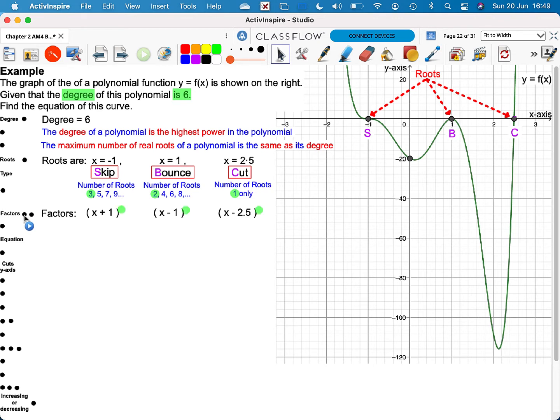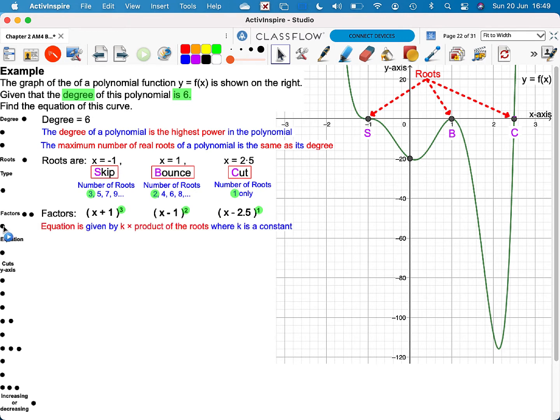And now, this is a handy little trick. Take that green highlighter. How many of these do we have? Well, we had 3 roots, so therefore we must have 3 factors. For the bounce, we have 2 roots, so therefore we must have 2 equal factors. And for the cut, there's only 1 root, so there's only 1 equal factor. So consequently, all we're doing in there is the numbers that we highlighted earlier become powers.